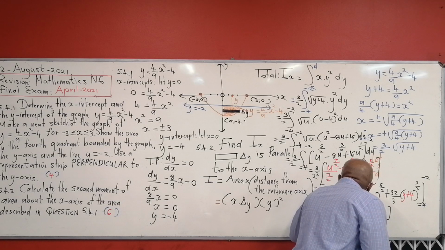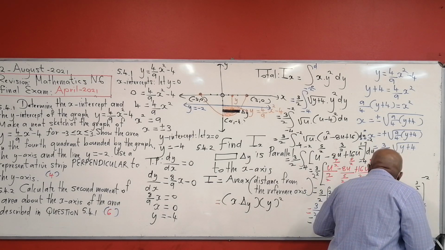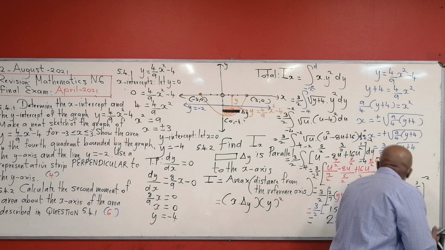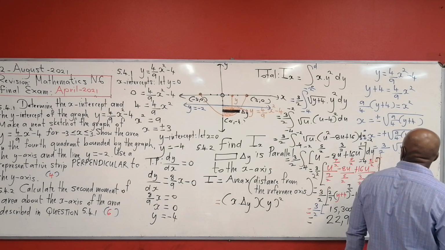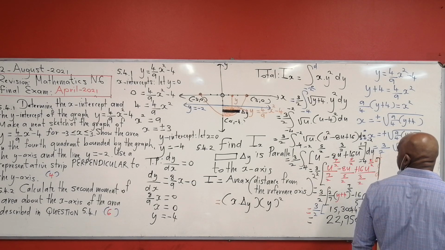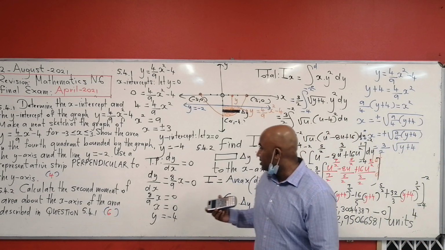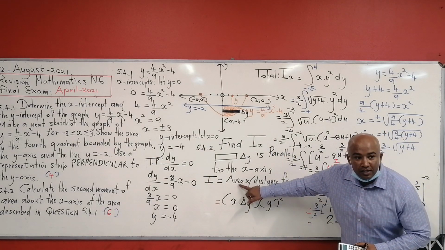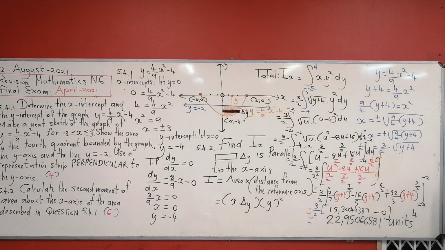And then I get 22,950.66581 units to the power 4. Units to the power 4 because second moment of area, but there's a check. Area is already squared and this is squared, so square times square will give you units to the power 4. You can round that off.